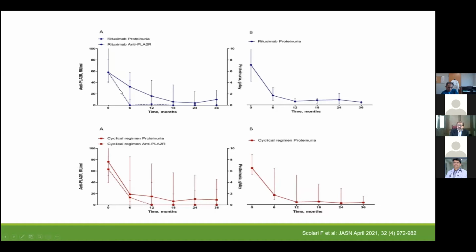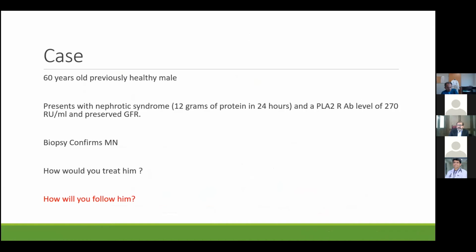So this was at odds with the conclusion that we had in Starman, but again, the dose of rituximab was different in Mene-Cyclo. So we come back to the case. This is again Ahad's case, a 60-year-old gentleman who presents with nephrotic syndrome. PLA2R antibody level was 270, so a fairly high level of antibody. Biopsy confirmed membranous nephropathy. How would you treat them? So he was treated with pulse steroids and 2 doses of rituximab at 375 milligrams per meter square.